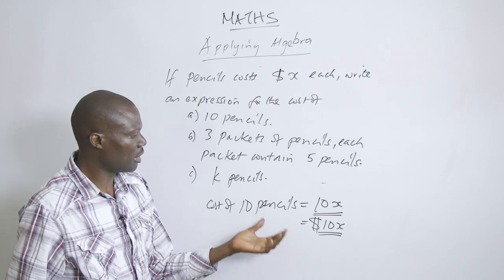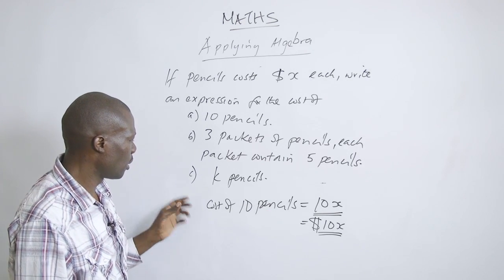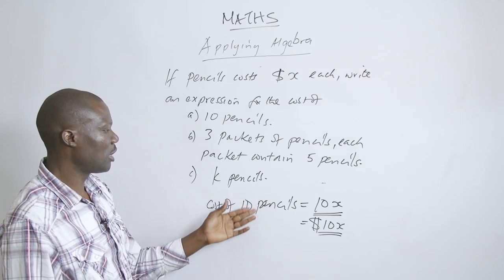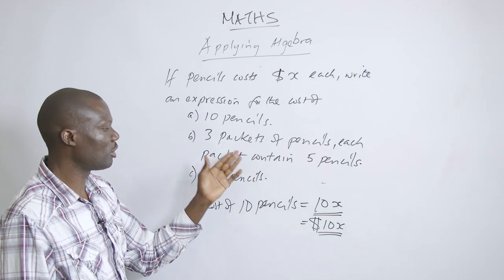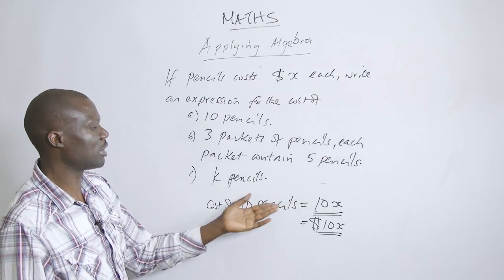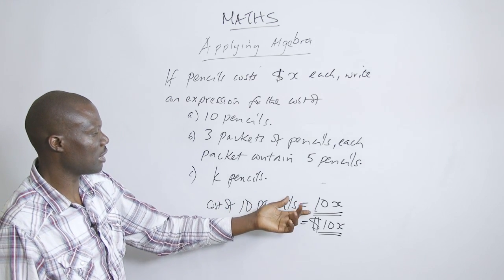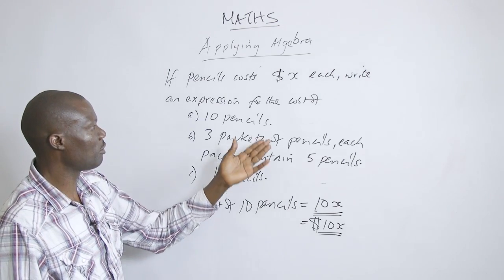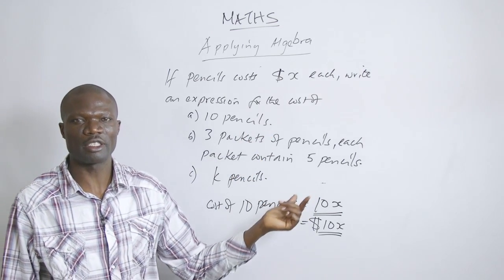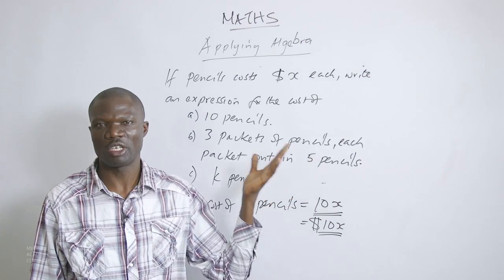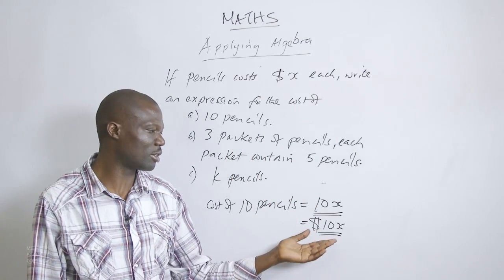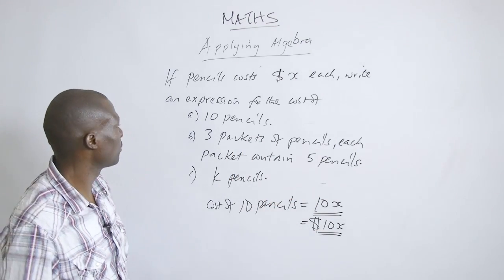So it is easier to find the total cost of pencils given that we have 10x as our expression. Therefore, if one pencil costed x and then 10 pencils would cost the product of x and 10, which is 10x dollars.